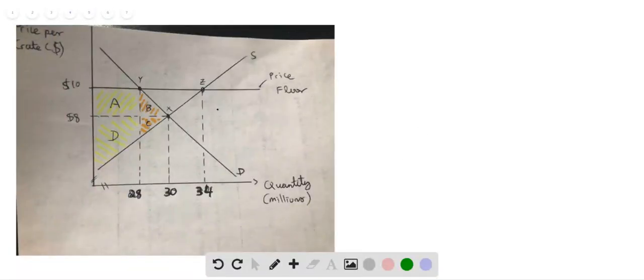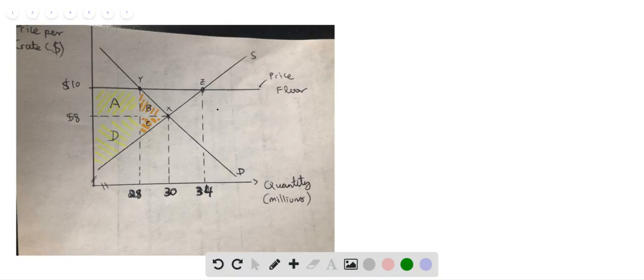Okay, so here we have a graph showing the market of apples, and we want to know what will happen to the quantity supplied if the government imposes a price floor of $10 per crate. And as you can see, the original equilibrium point was at point X, where at $8 per crate, there was 30 million crates being supplied.